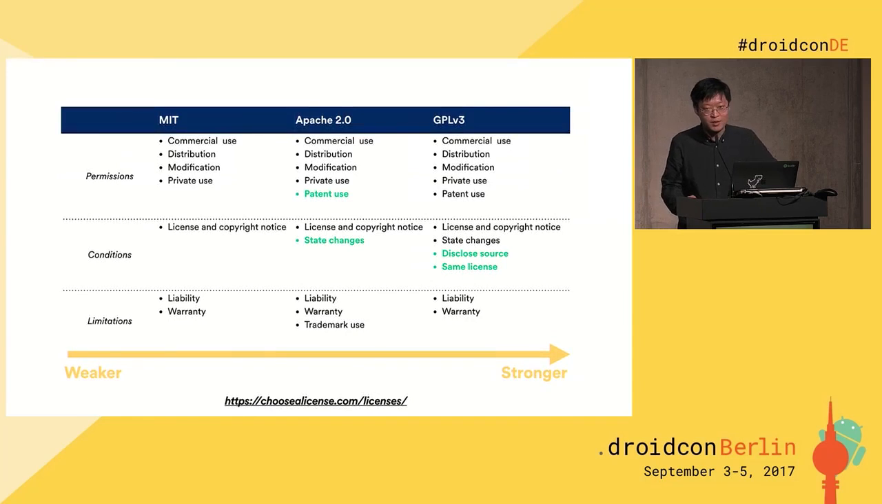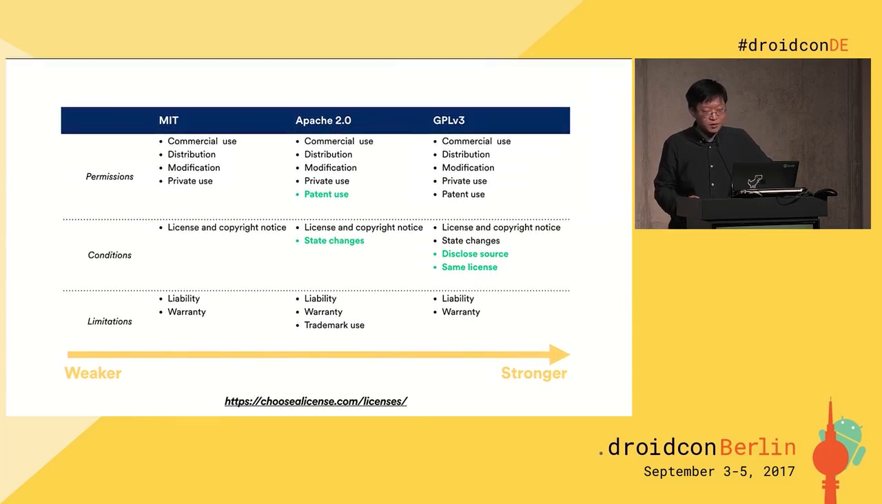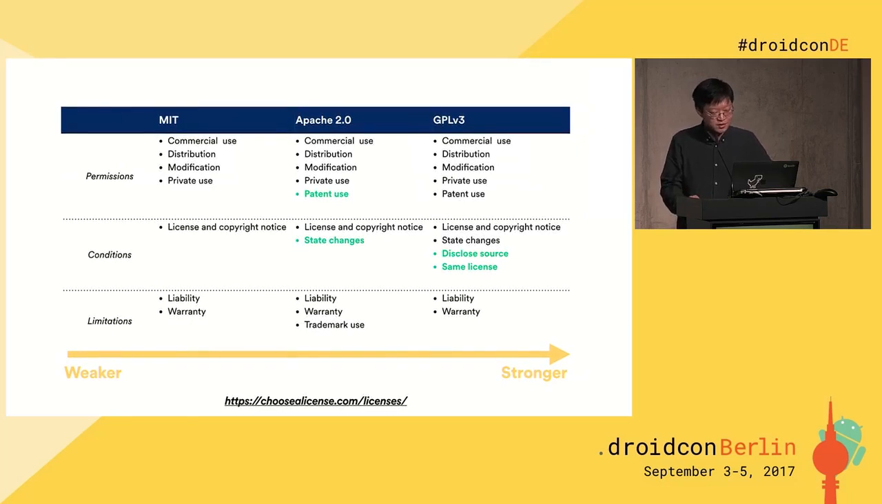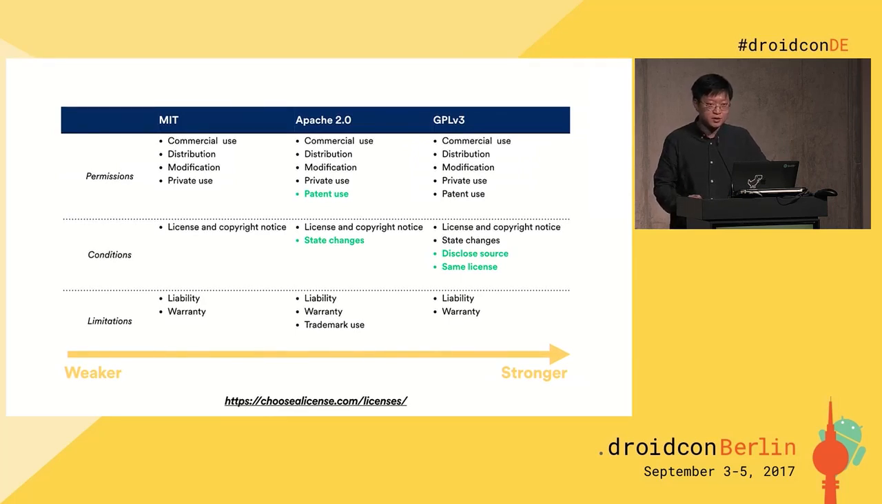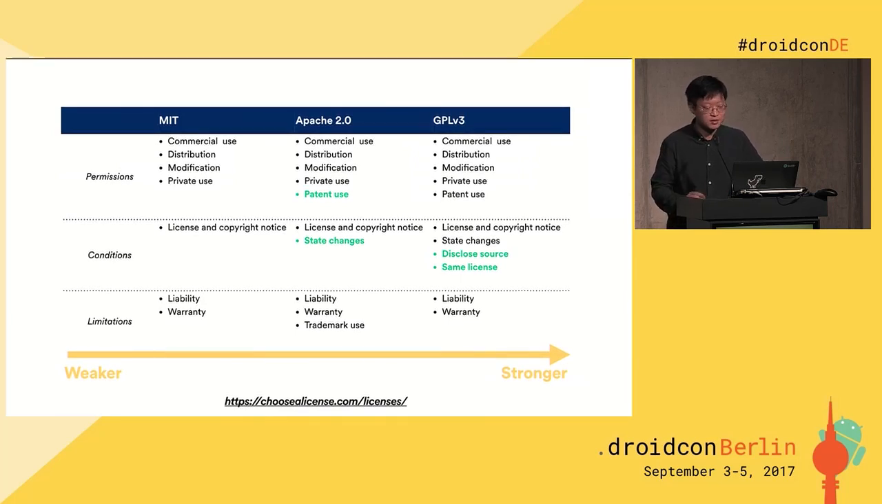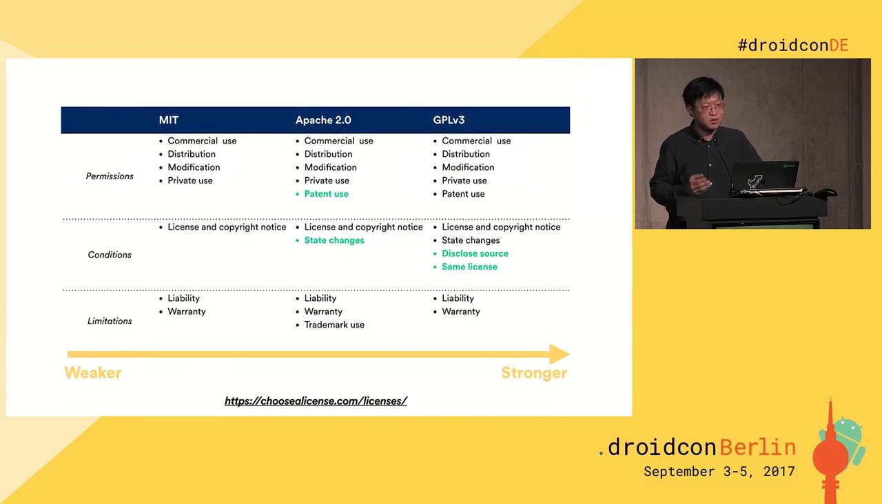Compared to MIT, Apache 2.0 allows patent use, but whenever you modify the source code, you need to state some change. And GPL is a really stronger license, so you need to disclose the source code, and you also need to use the same license. So if you don't have any idea about what you need to use, and the guideline is set for a personal project, just use MIT, and that is an easy start. And if it is about a little bit more public use, you can choose Apache 2.0.